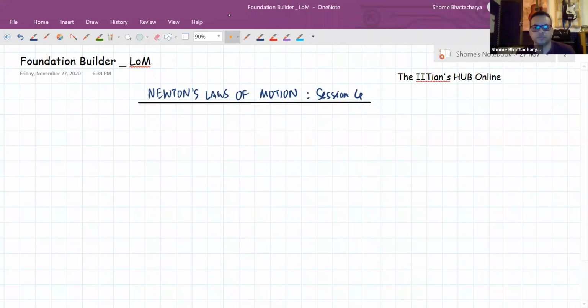Yeah, Hitanshu, the two batches are merged, so now it is the foundation batch. Okay, foundation builder batch. Yes.